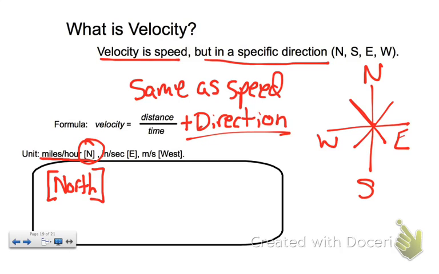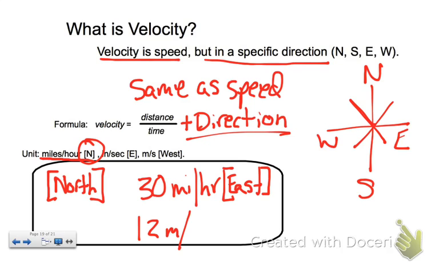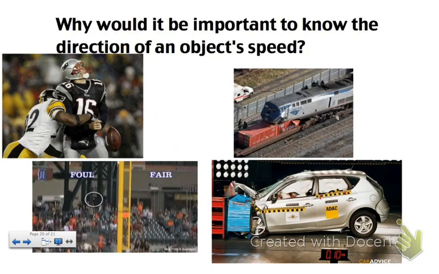But let's say we have a car traveling 30 miles per hour. The difference is it's traveling east. Or 12 meters per second south. It's very important, that distinction. Well, why would that direction be important? Why would I care about an object's speed and its direction?